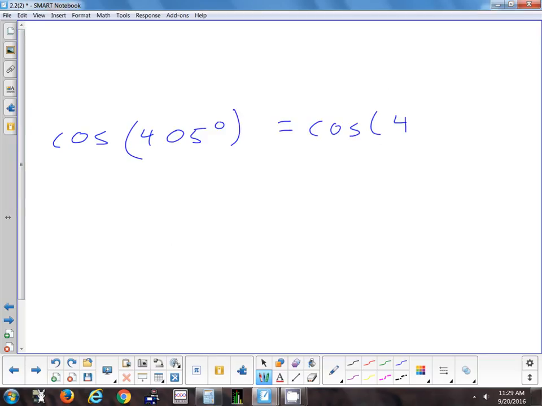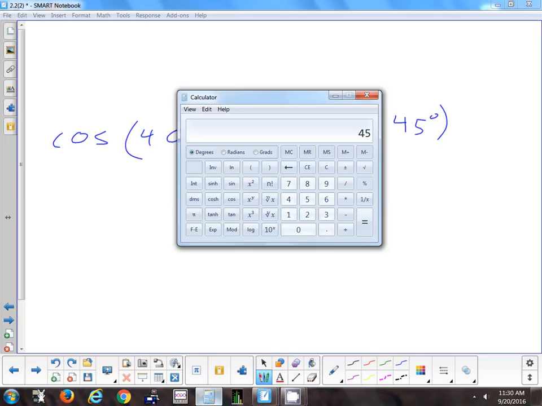So if I ask you to find cosine of 405, all I'm really asking you for is the cosine of 45, which we just did. Same thing if I gave you something like this. If I said find the cosine of negative 315, you wouldn't subtract 360. This time you would add 360, and you'd realize it's exactly the same question.